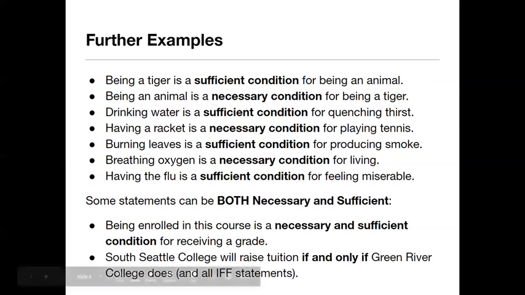We often frame this when we use "if and only if." So if you hear statements like that, they're best thought of as expressing necessary and sufficient conditions. So if we said something like, South Seattle College will raise tuition if and only if Green River College does, what does that mean? Well, it means if South Seattle College raises tuition, then so will Green River. And if Green River raises tuition, then so will South Seattle College. So that's expressing, again, both a necessary and a sufficient condition.